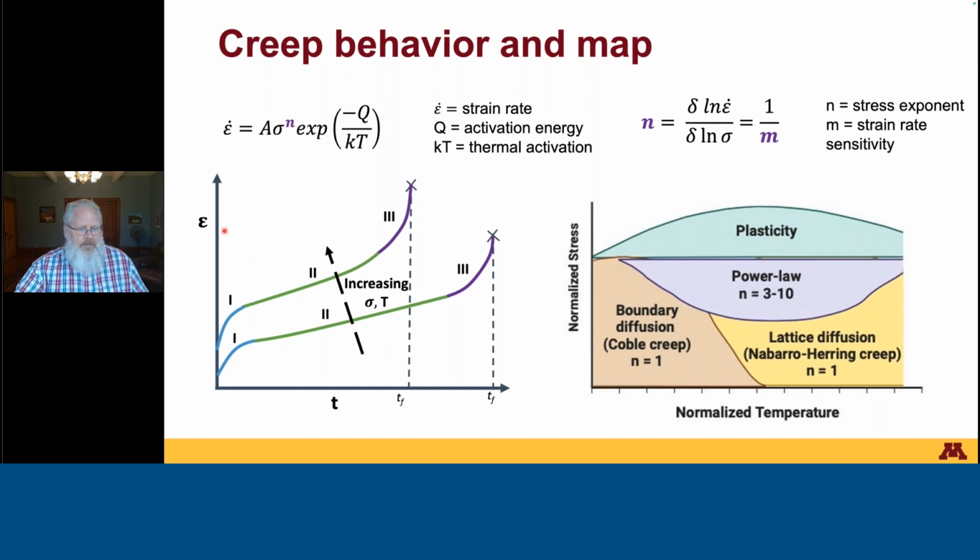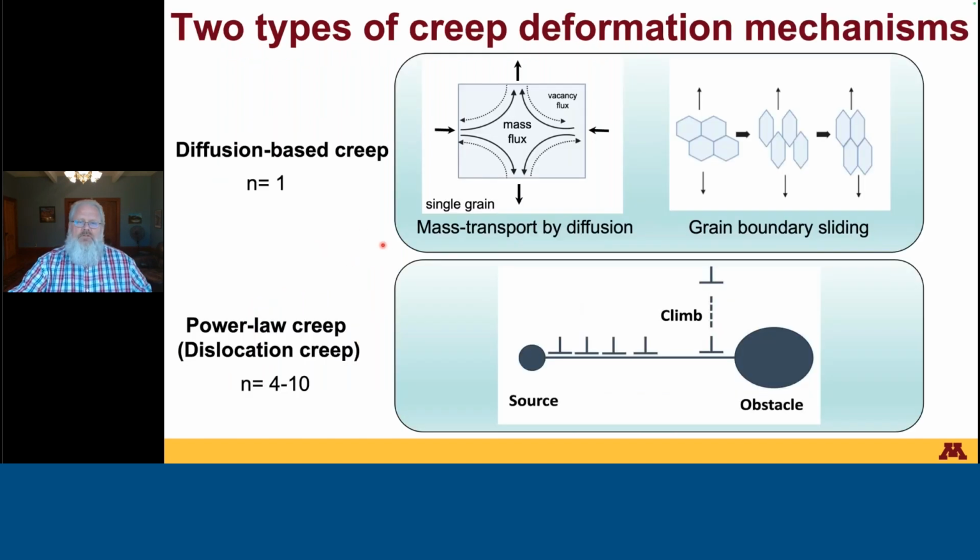It's important to know that if we plot creep strain versus time, as in a uniaxial test, and we increase stress and temperature, we end up having a transition in what our creep curve looks like, as you can see here on the left. We're going to be looking at two types of creep deformation, primarily, in the test regimes that we did here. Diffusion-based creep is based solely on mass transport by diffusion.